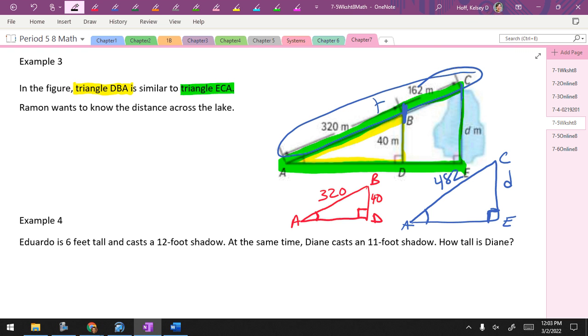Sides. Take a side from the left triangle and a side from the right triangle that match up that are both numbers. 320 and 482. 482 equals... Is she right? If she's right, she's telling me that 320 and 40 came from the same triangle, and 482 and D came from the same triangle. Did she set that up correctly?